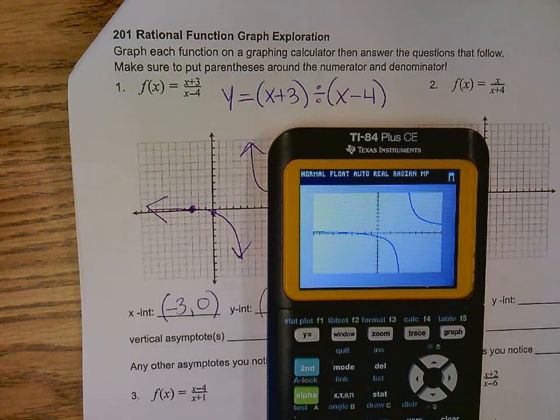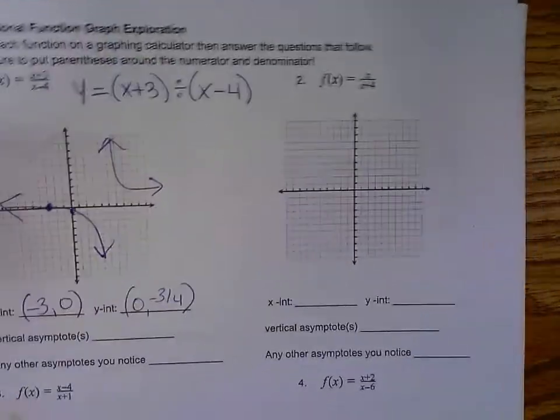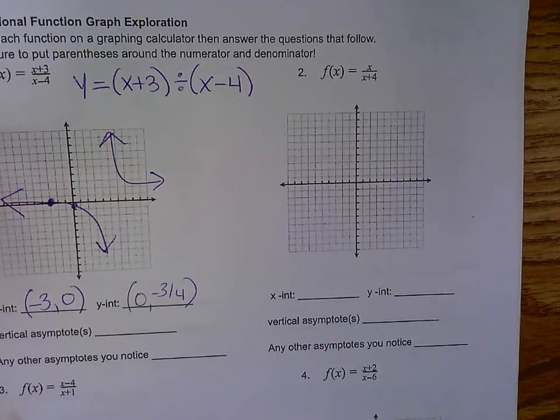So if you feel uncomfortable right now figuring out these vertical and horizontal asymptotes, that's what we're going to spend the end of the week doing. So for now, if you just want to plug them in and sketch what they look like, and at least find maybe the x and y intercept, let's do one more together. So let's look at number 2 together on this graph.